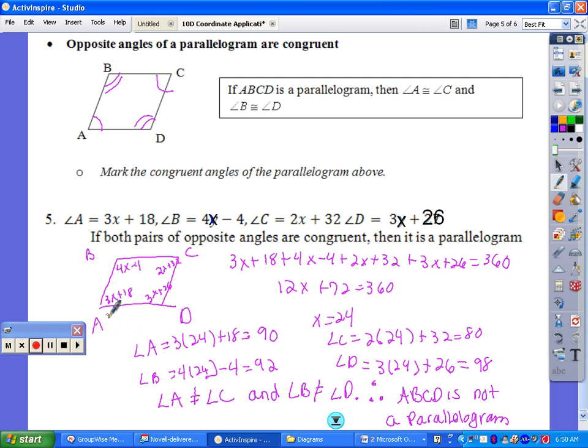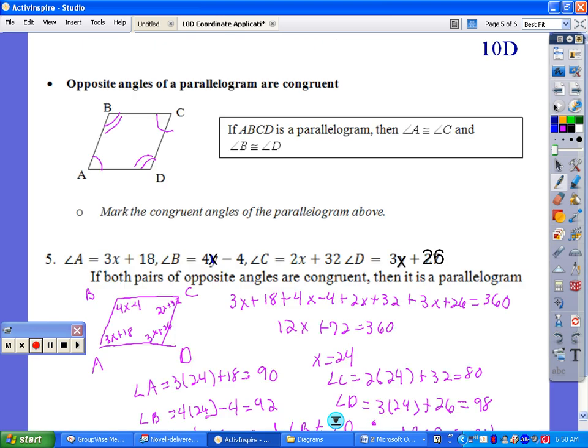So for it to be a parallelogram, when we plug them back in, A and C would have to give us the same number, and B and D would have to give us the same measure. So those are the 5 ways to prove them using coordinate methods or algebraic methods. And those are your notes for today.